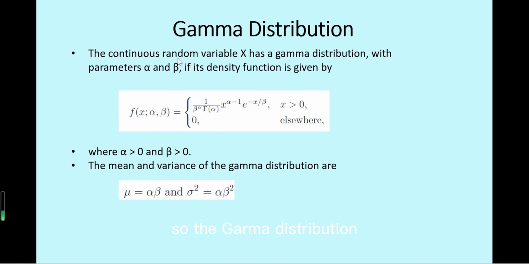So the gamma distribution has its density function. The gamma distribution has density function f of x, alpha, beta, where x is a gamma random variable and alpha, beta are parameters, equals 1 divided by beta to the power alpha times gamma alpha. This is the gamma function, right? Then times x to the power alpha minus 1 times e to the power minus x divided by beta. Both alpha and beta are positive numbers. And the mean and the variance of the gamma distribution: the mean is alpha times beta, and the variance is alpha times beta squared.